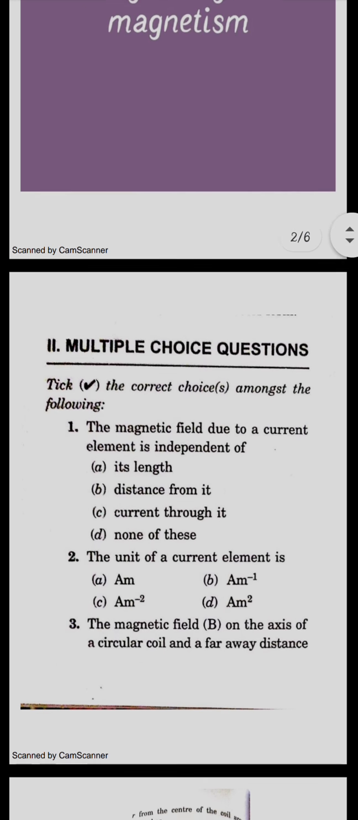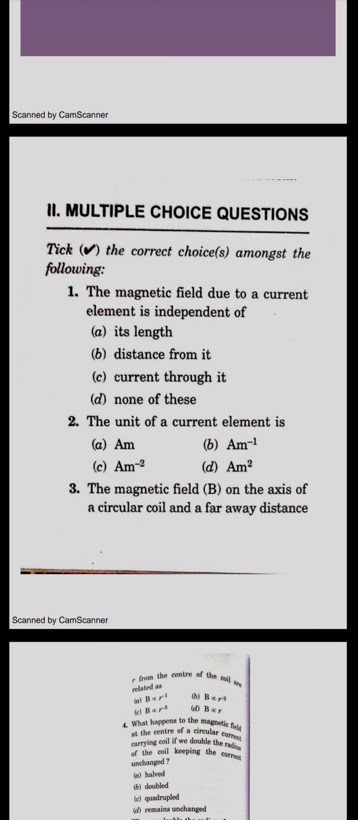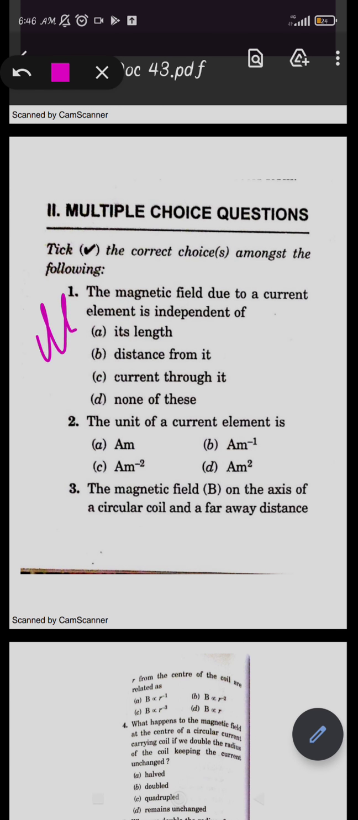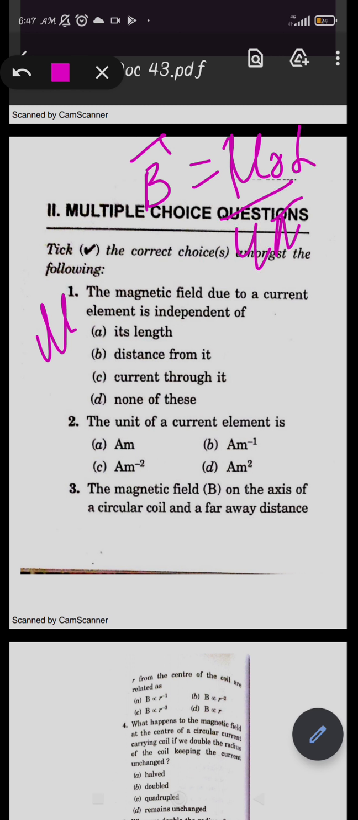See the questions like: the magnetic field due to a current element is independent of what? The magnetic field due to a current element is given by I dl. We know that the magnetic field depends on the current element. Which formula gives it? It is given by the Biot-Savart law, that is mu naught upon 4 pi I dl sin theta upon r square, or I dl cross r upon r cube.